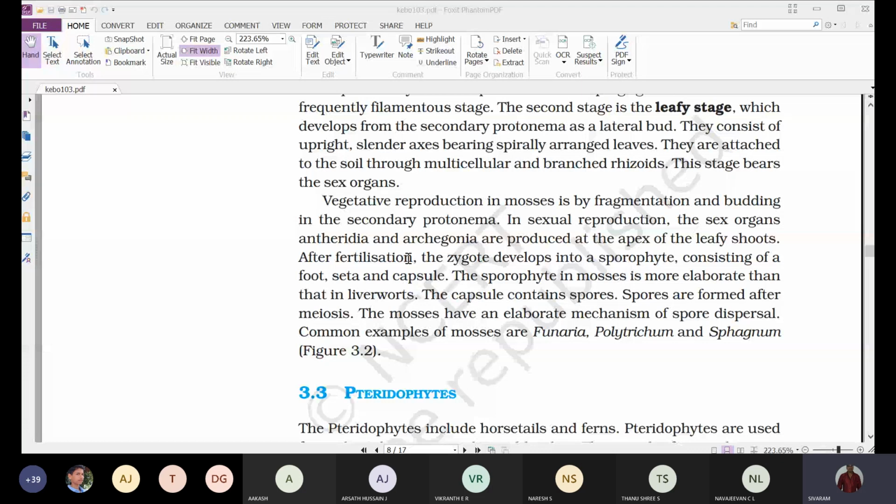Okay, but when you observe sexual reproduction, the sex organs, that is antheridia, the plural word for male sex organs, and archegonia, the plural word for female sex organs, are produced at the apex of the leafy shoots. So at the tip of the leafy structures we are observing now, the male and female sex organs, antheridia and archegonia, are developed.